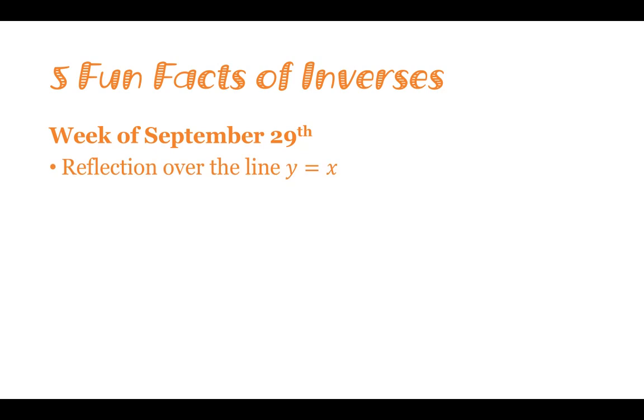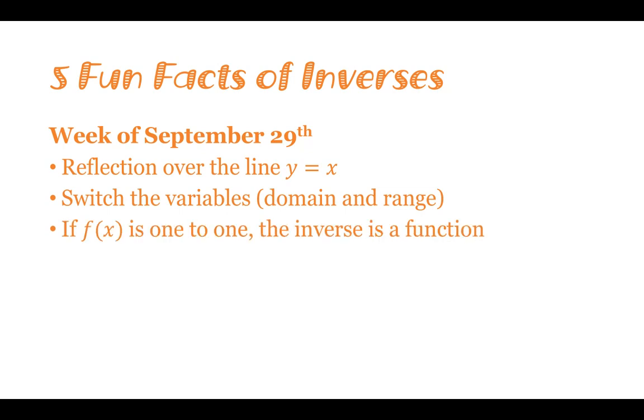An inverse is a reflection over the line y equals x. You're switching the variables. The domain and the range are switching. If a function f of x is 1-to-1, the inverse is a function. And this was one that we focused on again. If it's 1-to-1, meaning not just that it's a function, not that every input has one output, but every output only had one input that led to it. So for instance, a quadratic is not 1-to-1.